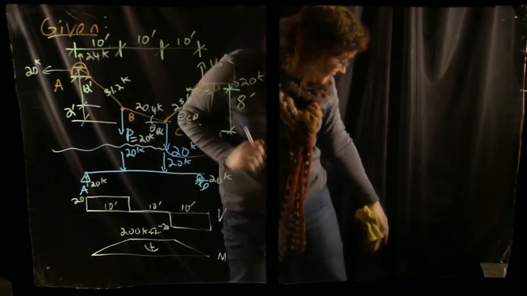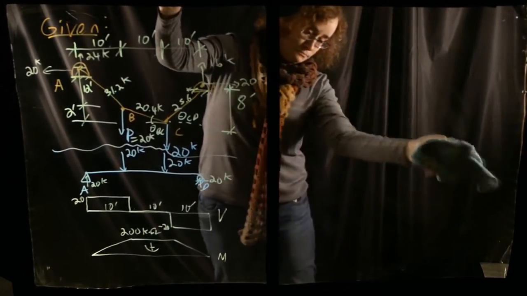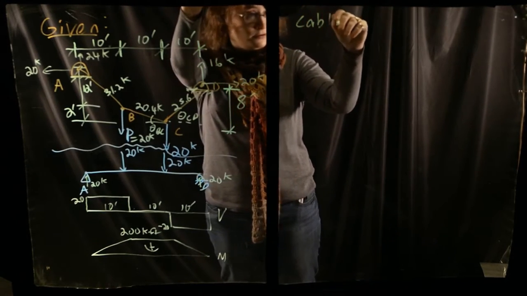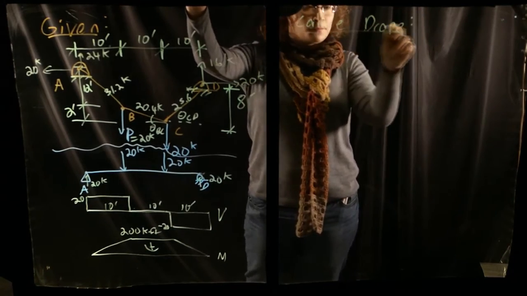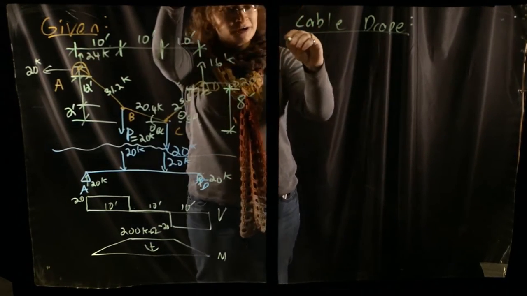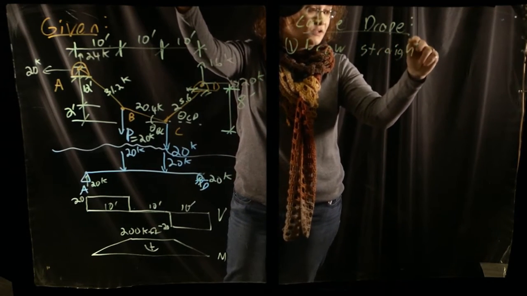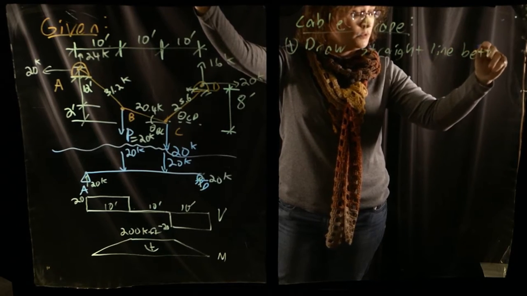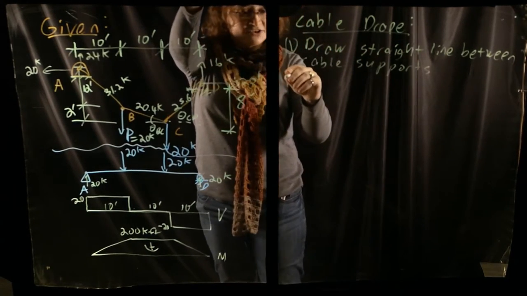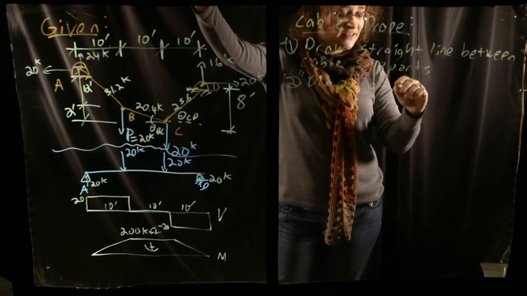So first, I need to define something called the cable drape. If it's a level cable, for example, if A and D are level with each other, it's not that difficult. You start by drawing a straight line between the ends of a cable, or cable supports. And the drape at a point is simply the vertical distance to that line.